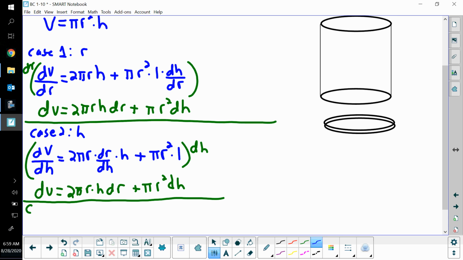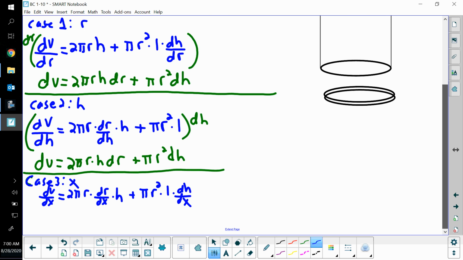Case 3 is you could pick what is often referred to as a dummy variable. So let's pick just a variable that's not even in the problem. Let's do x. So we could do dv over dx. So that means when we do the derivative of the right side, everything is going to be implicit. So we're going to have 2 pi r times dr over dx times regular h plus regular pi r squared times the derivative of h, which is 1, times dh over dx.